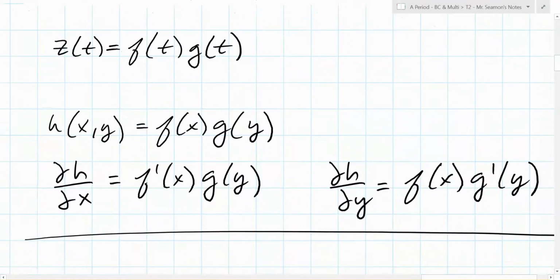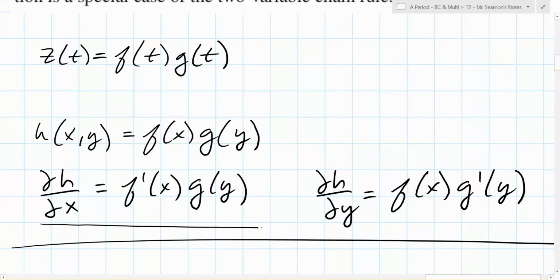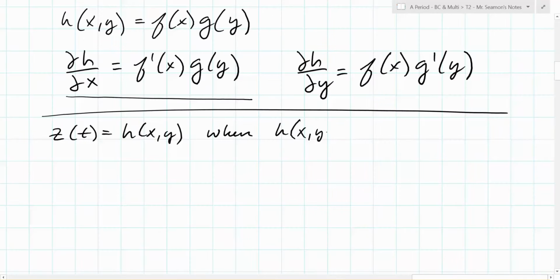But doing step one, what is partial h with respect to x? Well, you do the derivative of x because x is moving, and then what do you glue onto it? G of y, because y isn't moving. And then if you want partial h with respect to y, you do g prime of y times the thing that isn't moving. Are you with me so far? Yes? Okay. So now h of x, y is equal to f of x, g of y, and what's true?